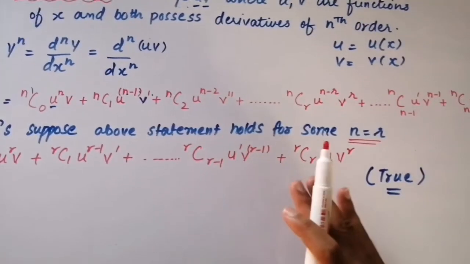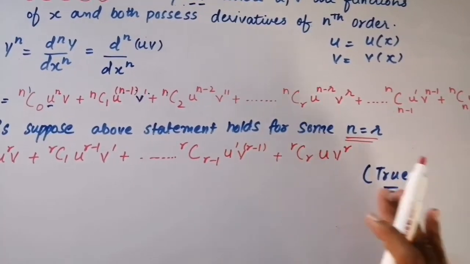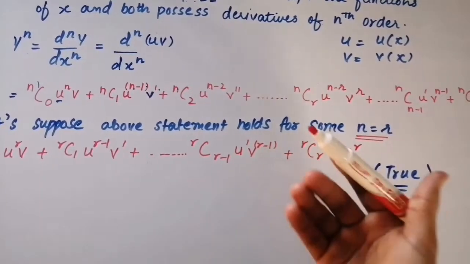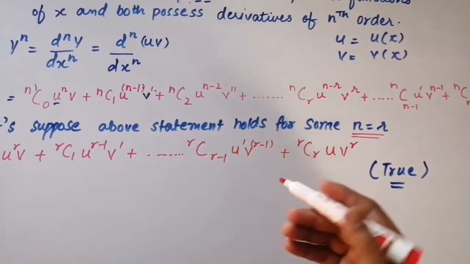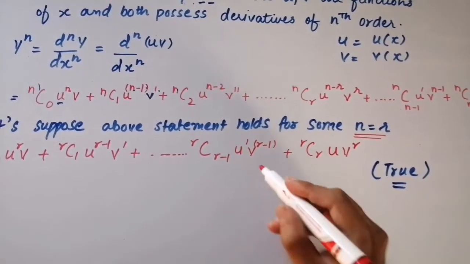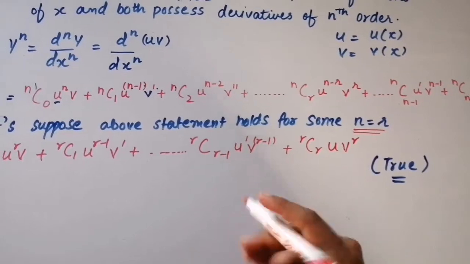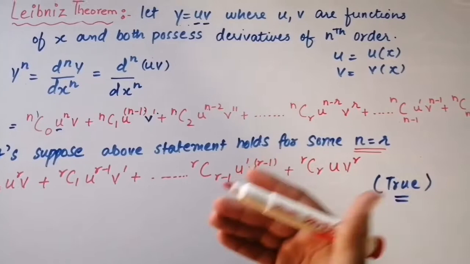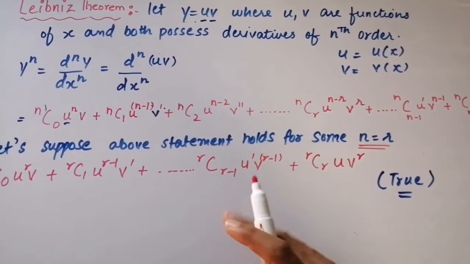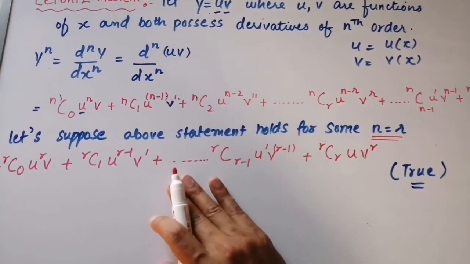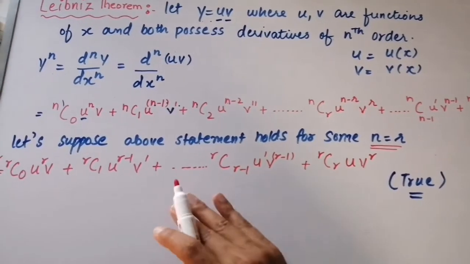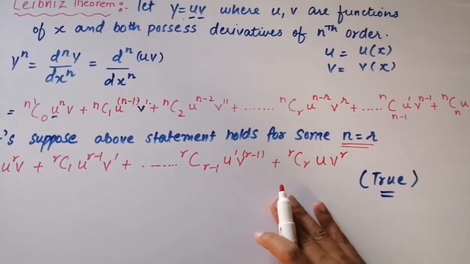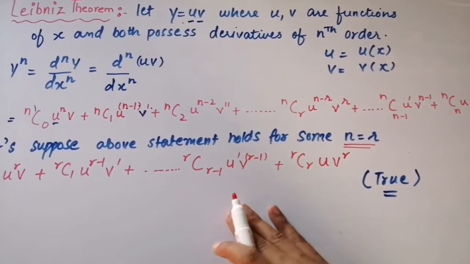So we assume that our statement is true for some n equal to r, and we are going to prove that it will be true for the r plus 1th iteration. If we succeed in proving that it is true for the r plus 1th iteration, it will complete the proof. That means that the Leibniz theorem holds for every positive integer, or you may say natural numbers. To prove that this statement is true for the r plus 1th iteration, we are going to differentiate this equation again, and then prove that it holds for the r plus 1th iteration.